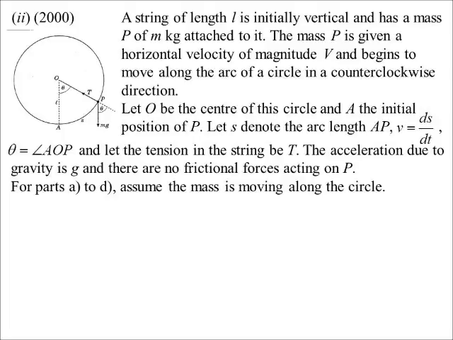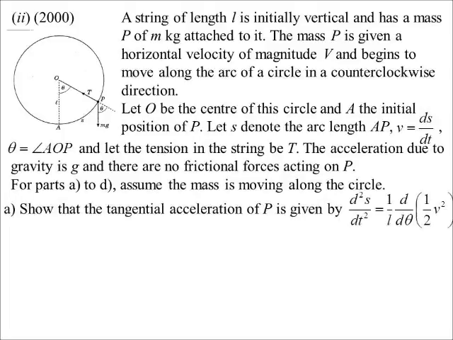For parts A to D, we're going to assume we perform the trick, that the mass does indeed move along the circle. We've got to prove this wonderful expression there for acceleration. Now, it looks very different, but all it really is, watch. We know s is equal to L theta. s, length of the arc, L, radius, theta, angle at the centre. Velocity is ds/dt, so that'll be L times d theta/dt.